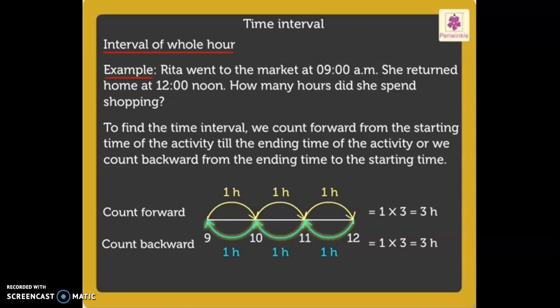Did you notice counting forward or backward gives the same answer? Thus, we say Rita spent 3 hours shopping.